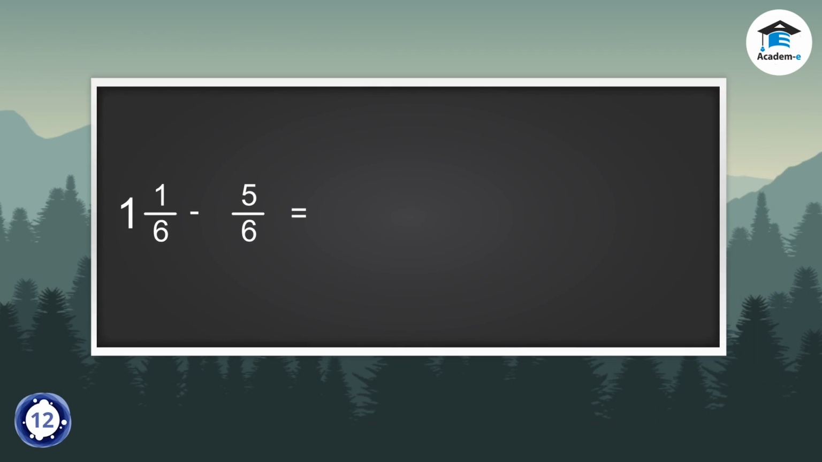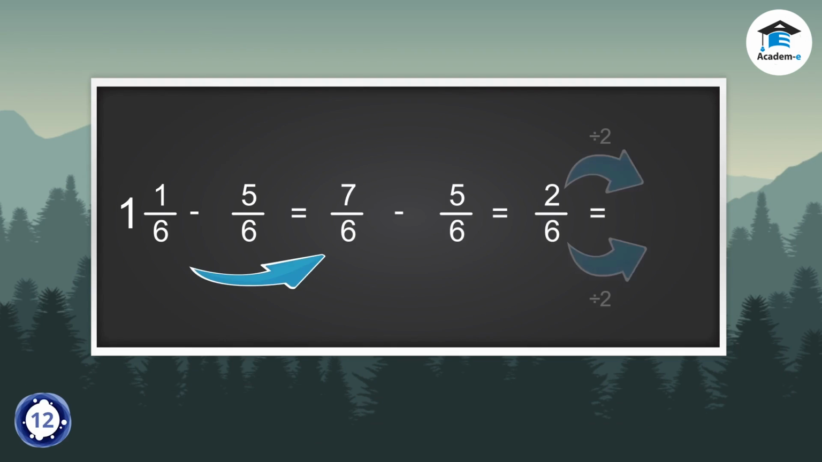Change mixed number 1 and 1/6 to an improper fraction. Subtract the numerators. 7 minus 5 is equal to 2. Then, use the same denominator. Get the lowest term of 2/6. The final answer is 1/3.